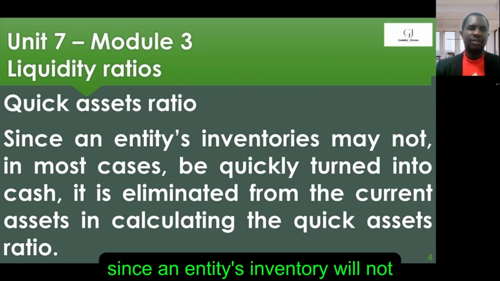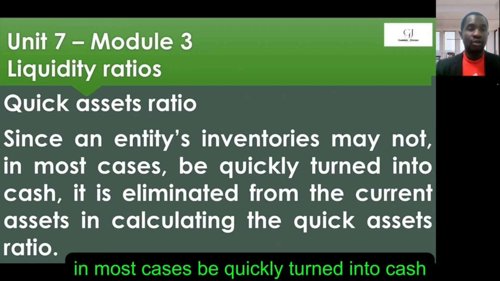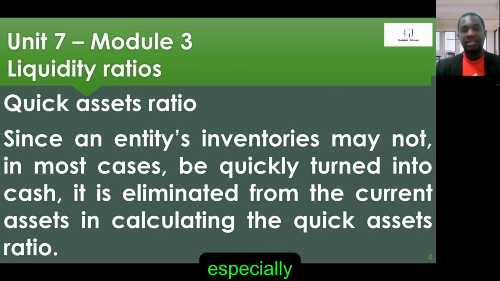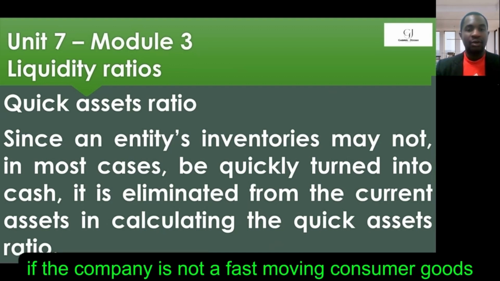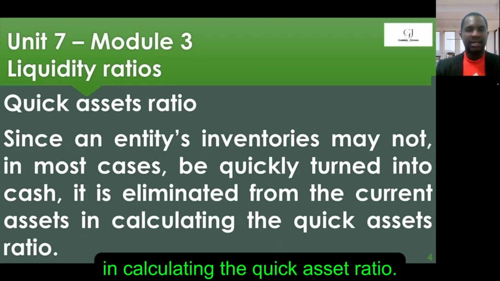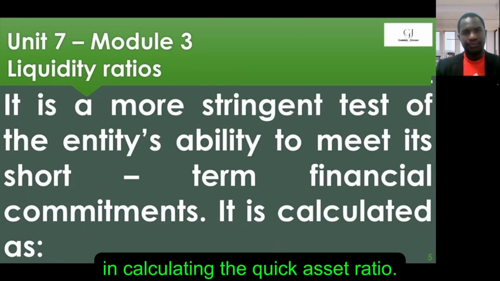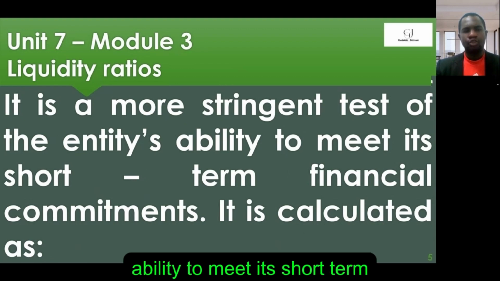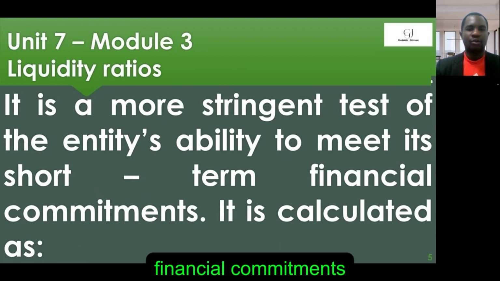Since an entity's inventory may not in most cases be quickly turned into cash, that means it may be tied down for one reason or another, especially if the company is not a fast-moving consumer goods company, it is eliminated from the current assets in calculating the quick asset ratio. So it's a more stringent test on the entity's ability to meet its short-term financial commitments.